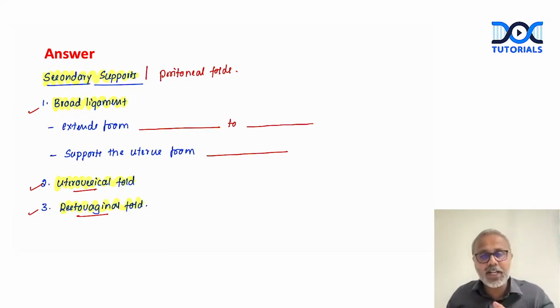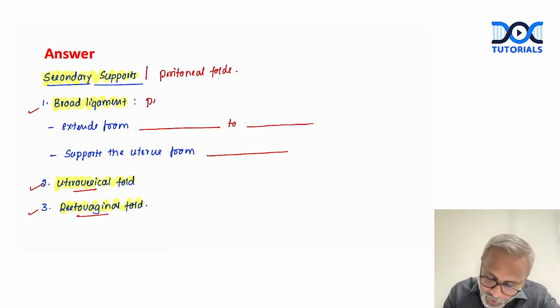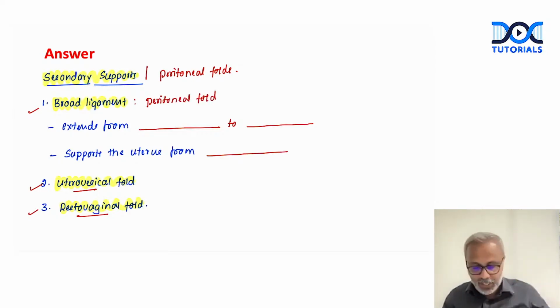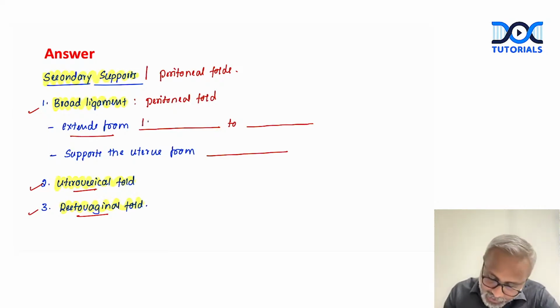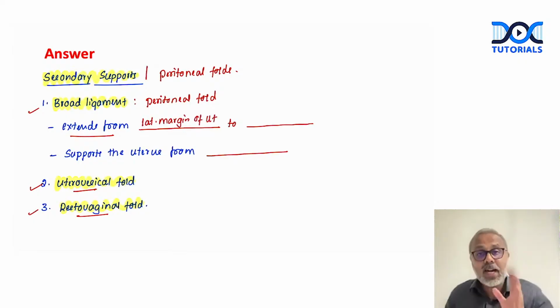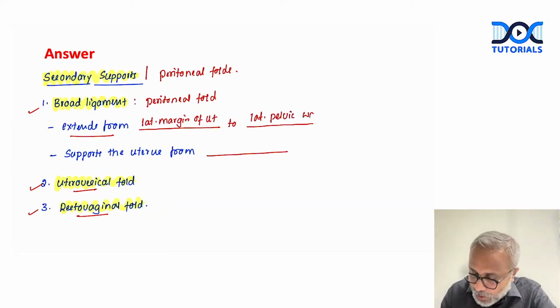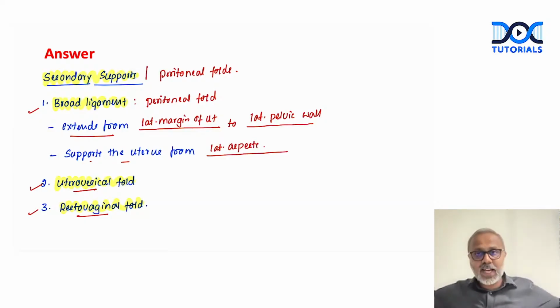Okay. So what is the broad ligament? The broad ligament is a broad peritoneal fold. That's the first thing. It's a peritoneal fold. It extends from where to where? It extends from the lateral margin of the uterus to the lateral pelvic wall. How does it support? It supports the uterus from the lateral aspects. From the sides, it provides support to the uterus and prevents it from prolapsing through the vagina.